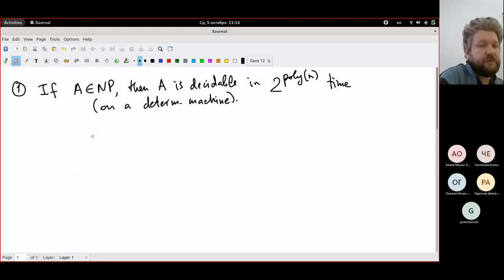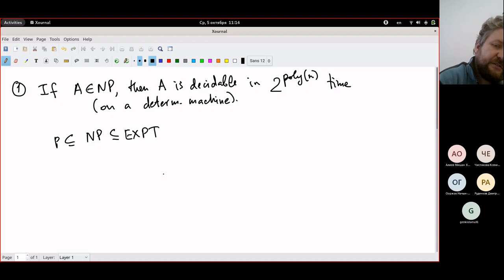How do we prove it? How do we show it? How do you think? Before this exercise, we didn't even know that NP problems are decidable. We knew that they are decidable on non-deterministic machines, but not on deterministic machines. So in short, it's written like that: P is a subset of NP, and NP is a subset of exponential time.